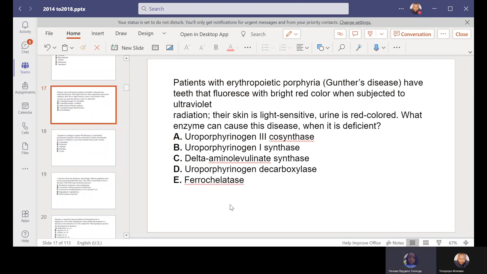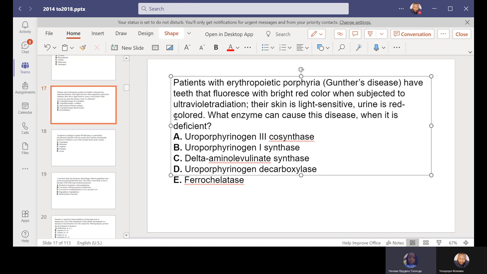A patient with erythropoietic porphyria, Gunther disease, has teeth that are fluorescent with bright red color when subjected to ultraviolet radiation. Their skin is light sensitive, urine is red colored. What enzyme can cause the disease when it is in deficiency?